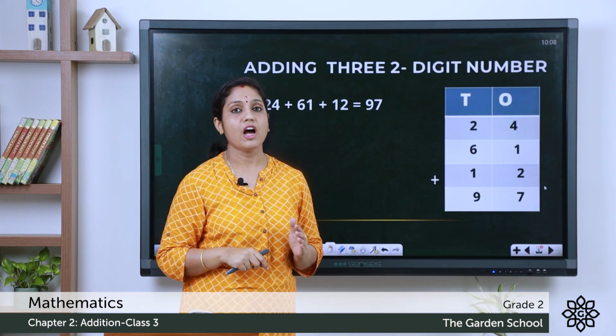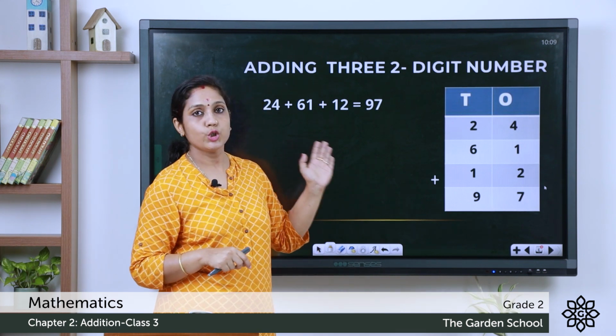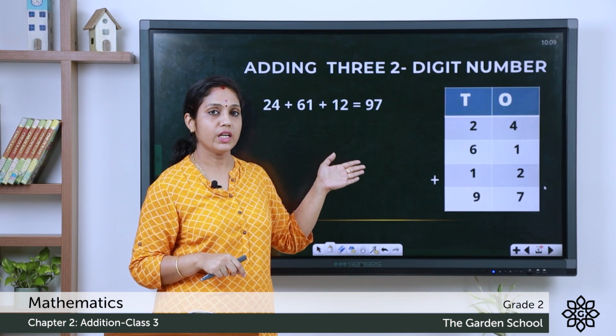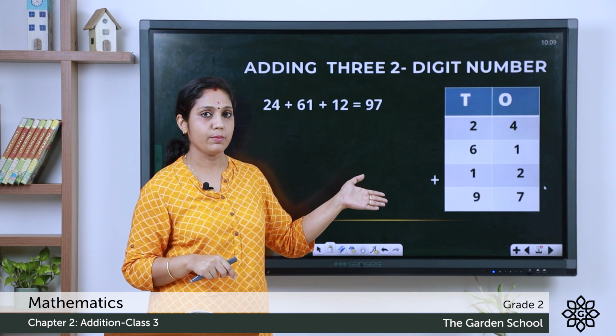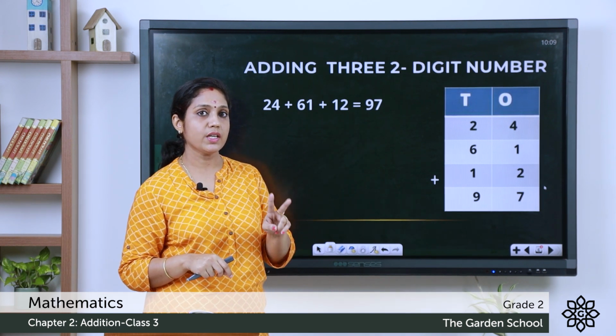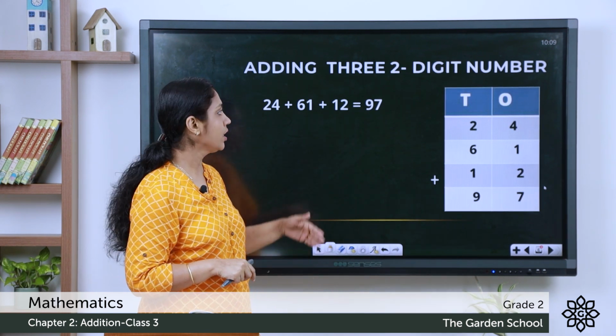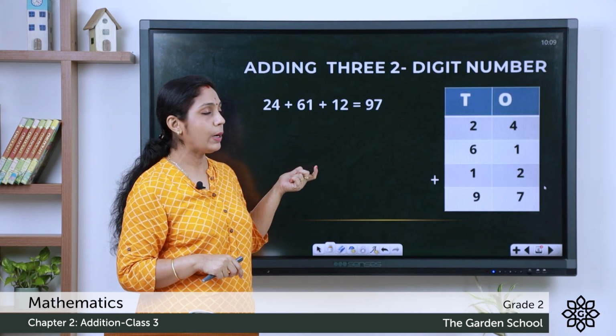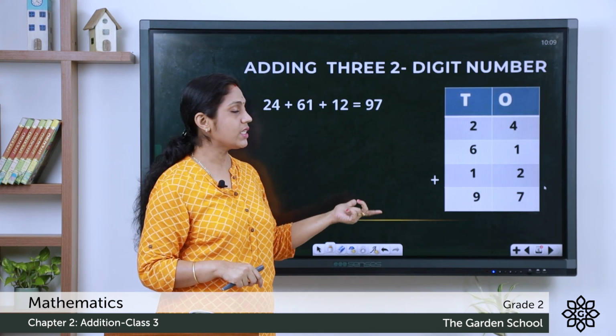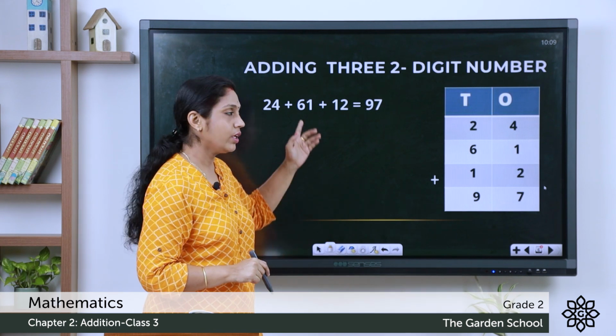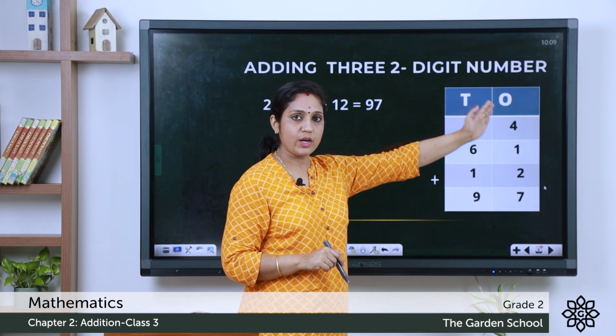Now let's learn how to add 3 2-digit numbers. Before, we learned how to add 3 one-digit numbers. Here there are 3 2-digit numbers. So here we have 24 plus 61 plus 12. We have numbers in the tens position and ones position.